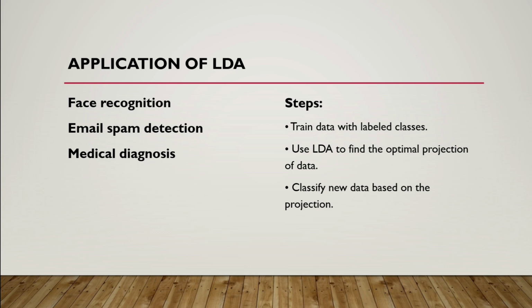Steps in LDA. First, we need to compute the mean vector for each class, then calculate the within-class scatter and between-class scatter matrices, solve the generalized eigenvalue problem to find the projection that maximizes class separation, and finally project the data onto the lower dimensional space for classification.